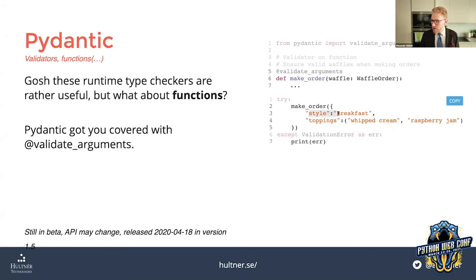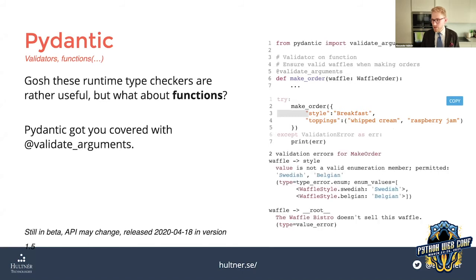So this time I'm gonna try a breakfast style waffle, but of course, as you already know, we only have Swedish and Belgian style, so we don't have breakfast waffles at this point at the Waffle Bistro. So now we can see that we both get the error saying that the waffle bistro doesn't sell this waffle on the root validator. And on top of that, we also see that the style is not a valid member of the styles we serve.